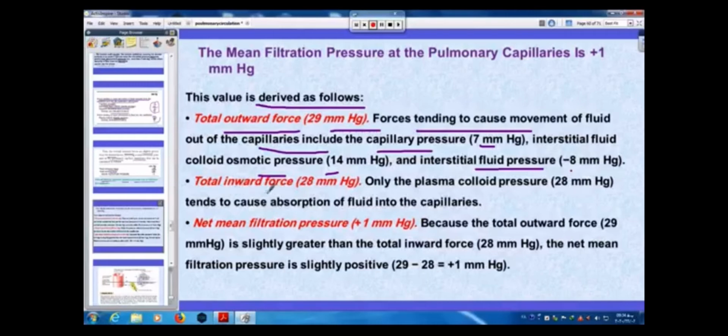The total inward force is 28 millimeter mercury. The plasma colloid pressure, 28 millimeter mercury, tends to cause the absorption of fluid into the capillaries. The net mean filtration pressure is +1 millimeter mercury, because the total outward force, 29 millimeter mercury, is slightly greater than the total inward force, 28 millimeter mercury. The net mean filtration pressure is slightly positive, okay? 29 minus 28 is equal to +1 millimeter mercury.